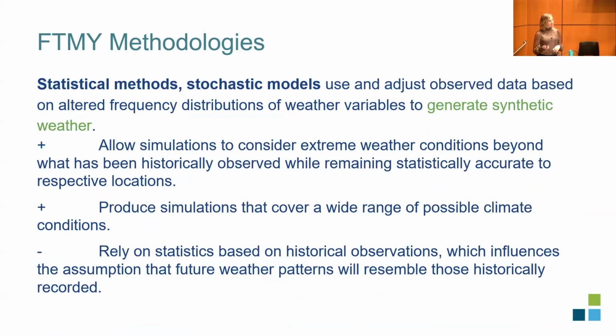The next step in complexity is statistical or stochastic methods. This is kind of like morphing, except there are much more complicated adjustments. You take historical data, but you generate synthetic weather. You can get the more extreme conditions than what you've seen in the past, and it produces a wider range of projected future scenarios. It is still relying on historical data, though.